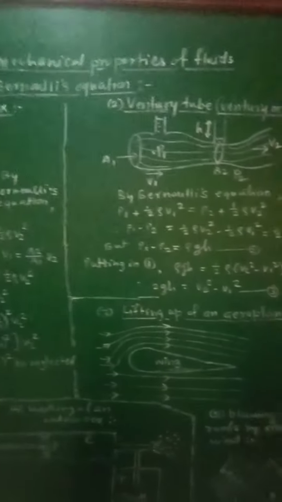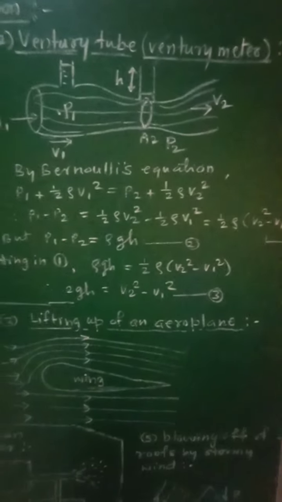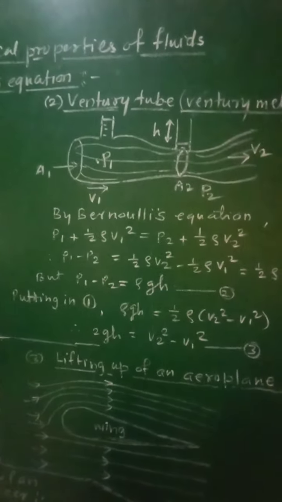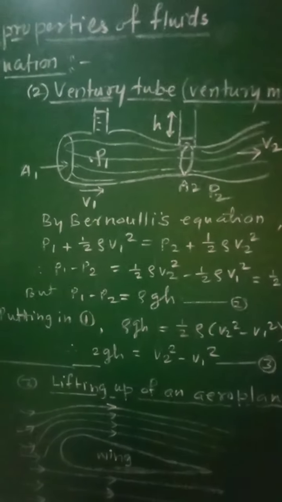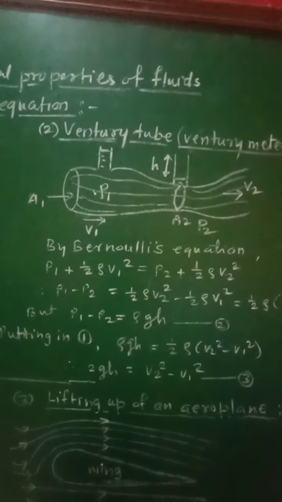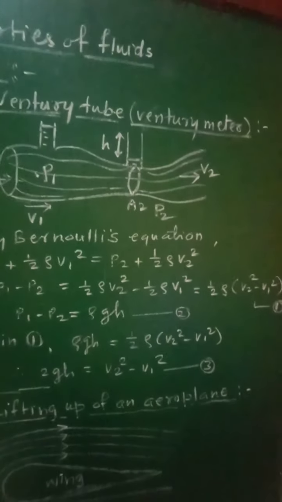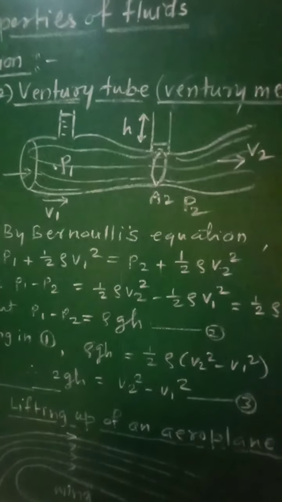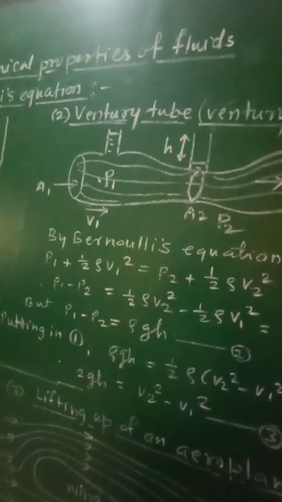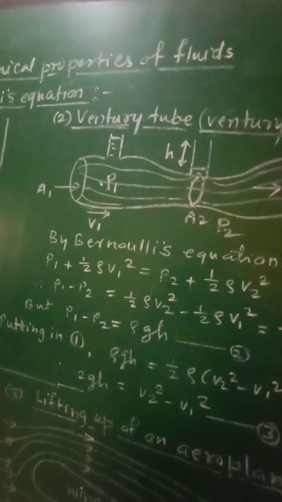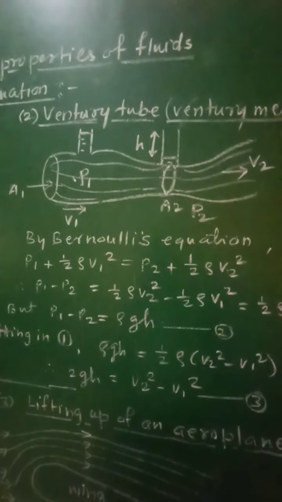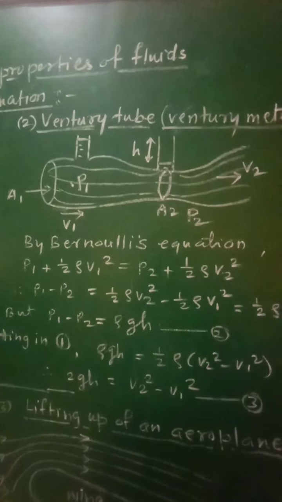Now let us go for the next application of this Bernoulli's equation, and that second application is the Venturi tube, or it is also called as Venturi meter. So a Venturi tube is used to measure the speed of flow of a liquid in a tube. This Venturi tube or Venturi meter is used to measure the speed of the flow of a liquid in a tube.